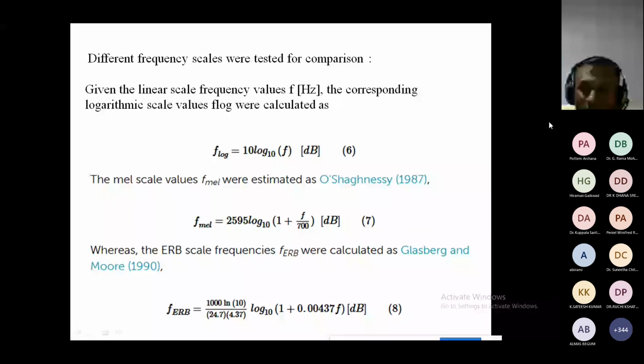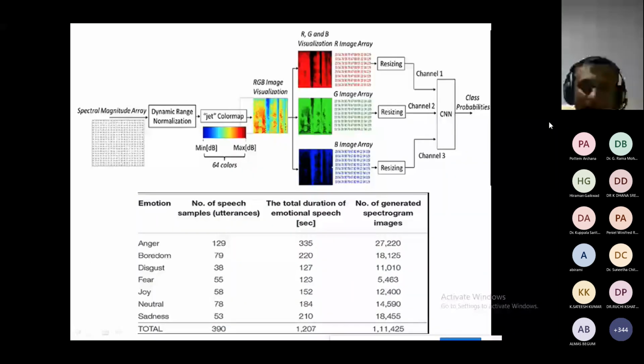Here the scale frequencies are calculated based upon the formula given by Glasberg and Moore in 1990. This is the total analysis model: the spectrogram magnitude array is entered into a dynamic range normalization, minimum to maximum, then based upon the color, RGB visualization, then the individual channels get proper filtering and resizing, then channel 1, channel 2, channel 3 are entered, and this is the real input to the CNN, and then the class probability.